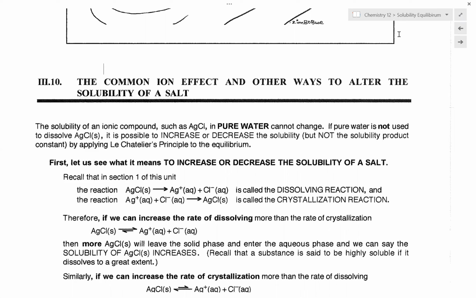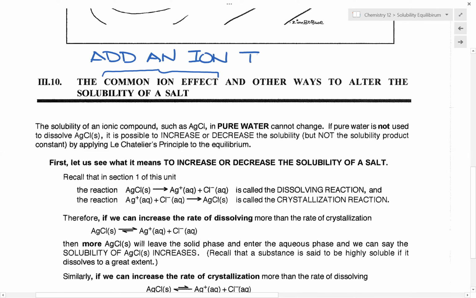And for today, what I want to do is take a look at section 3.10, something called the common ion effect. So what is the common ion effect? Basically, you're adding an ion that will shift the equilibrium. Okay? So basically it is Le Chatelier's principle.